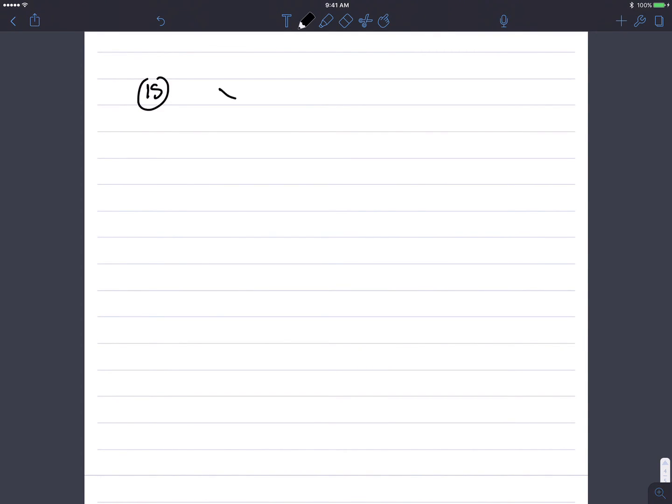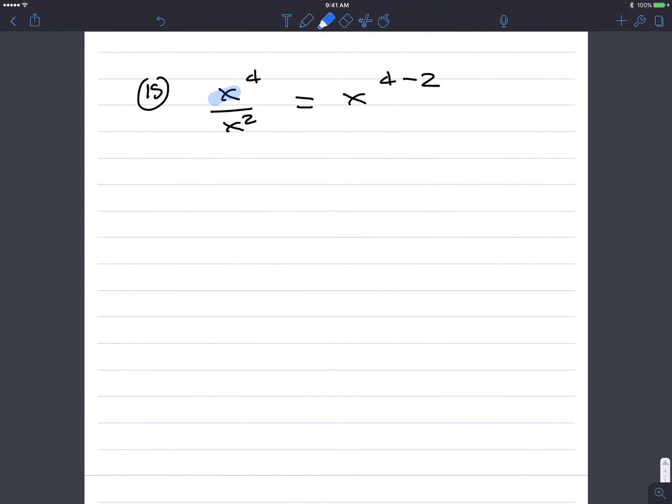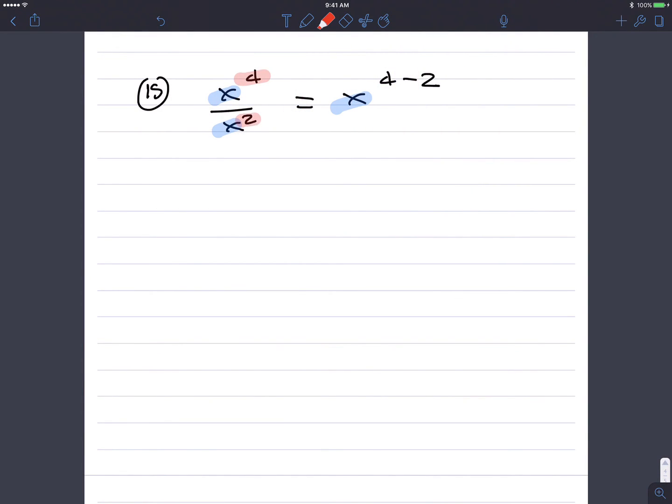Number 15. X to the fourth over x squared. X to the 4 minus 2. Notice again, same base, x and x. Here's that base x. 4 minus 2 will give us positive 2. X squared. And we're done.